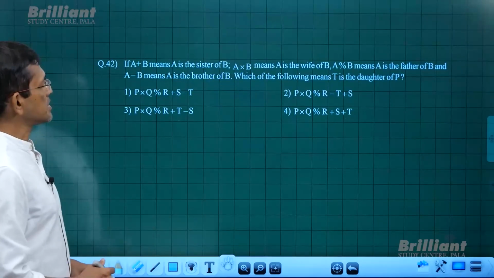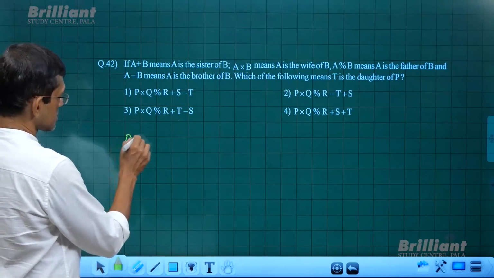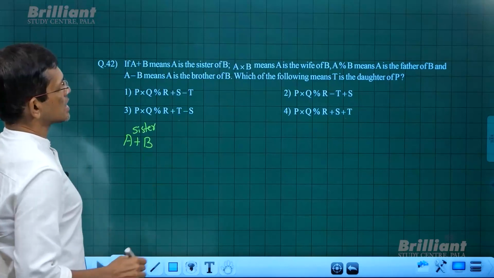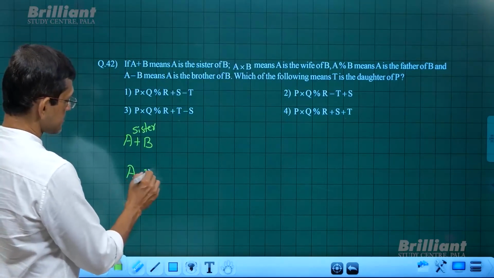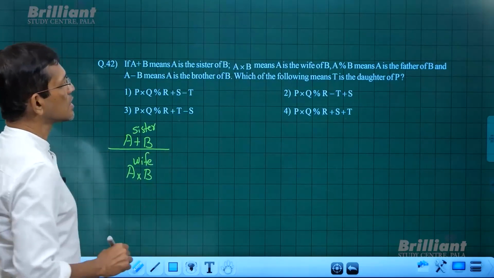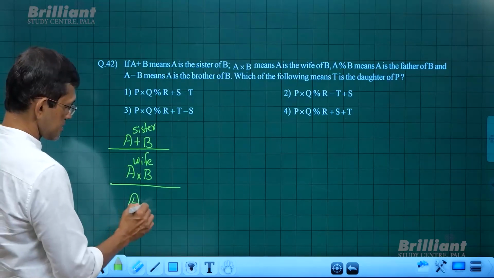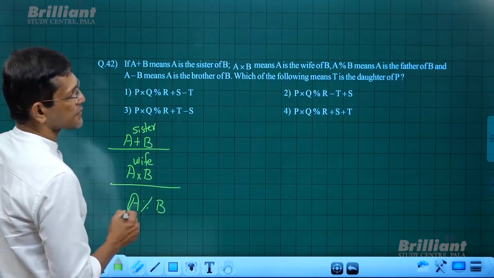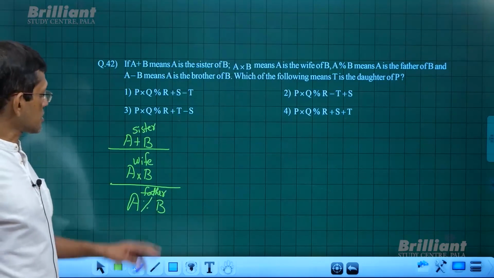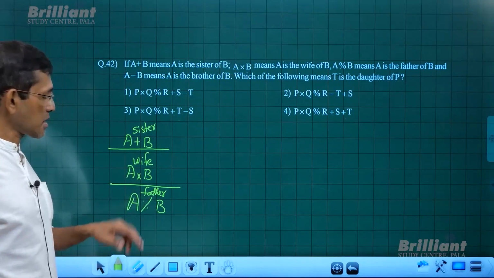A plus B means A is the sister of B. Okay, so let's define those relations. A plus B means A is the sister of B. Then A into B means A is the wife of B. And A percentage B means A is the father of B. So plus means sister, the multiplication symbol means wife, and the percentage symbol means father.